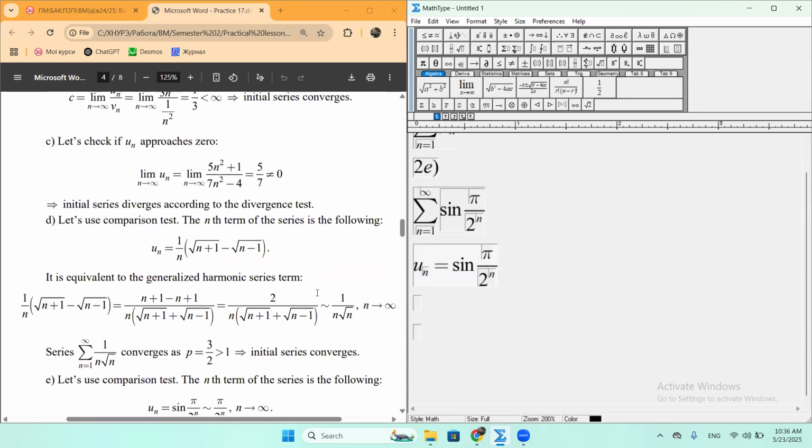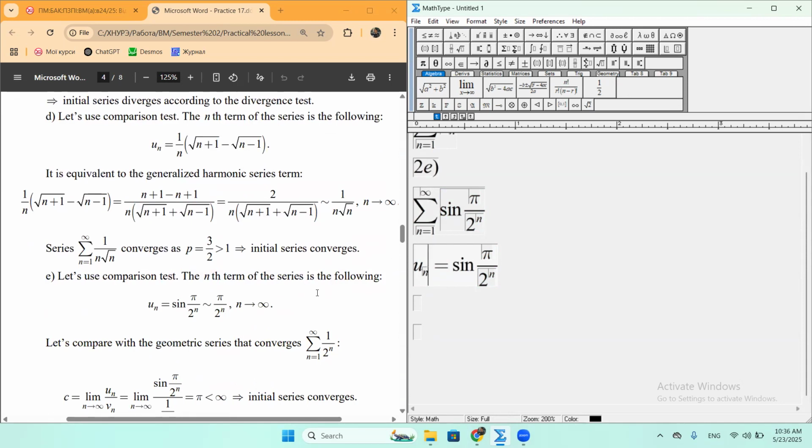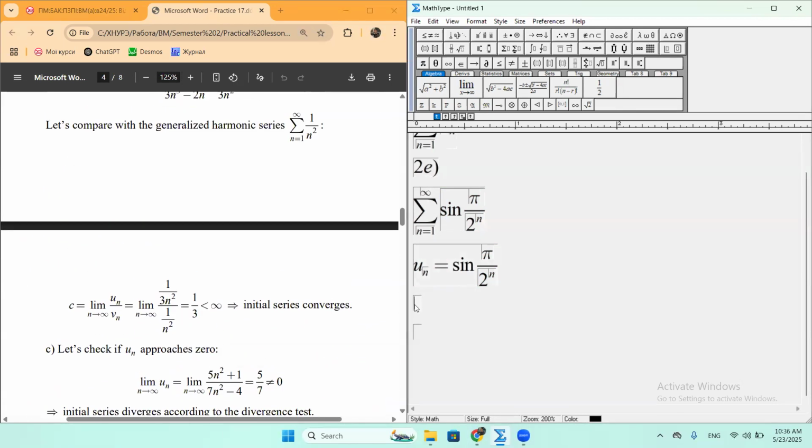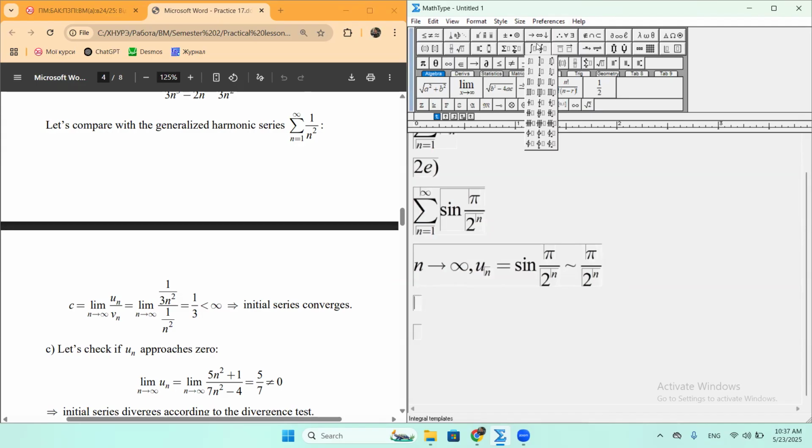Let me remember what I did here. As n approaches infinity, the nth term is equivalent to the argument, so sine is equivalent to the argument of the sine. And what can we say about this series? Actually, we will receive the following series.